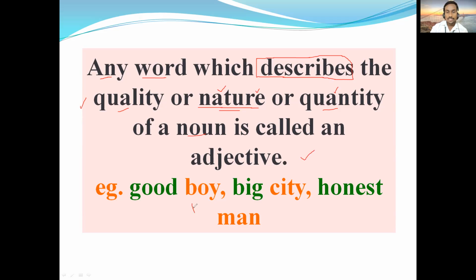Boy is a noun. If we only know the noun, it is just boy, but when we say good boy, we get additional information about the boy. You can say good boy, bad boy, strong boy, weak boy. A number of adjectives can be attached to a noun. Next, city is a noun, and here we are getting more information about the city: big city, small city, clean city, smart city, and a number of other words you can use with city also.